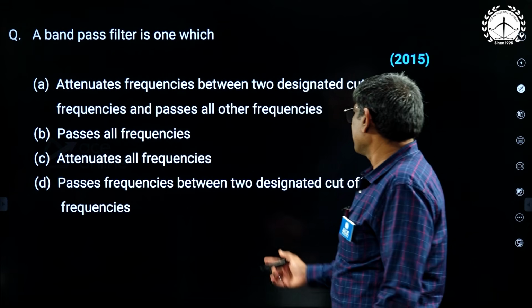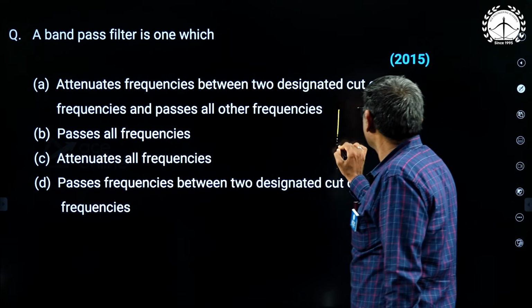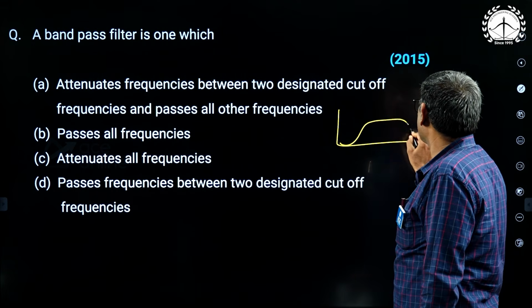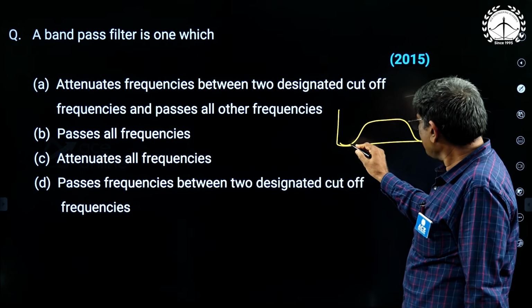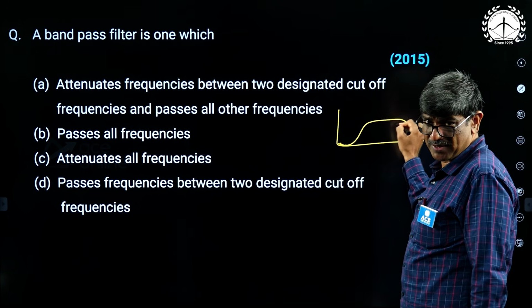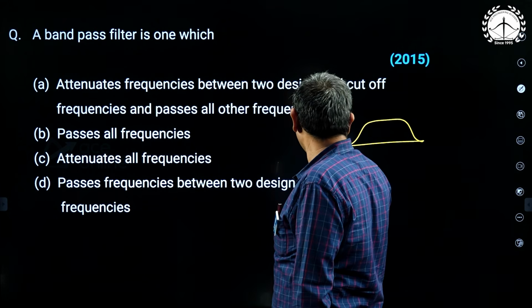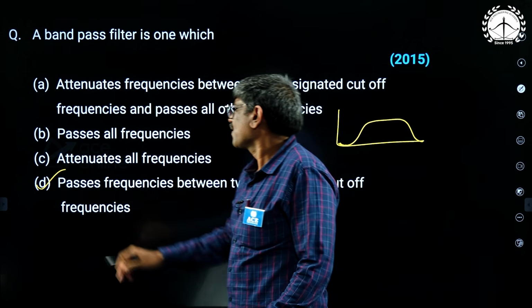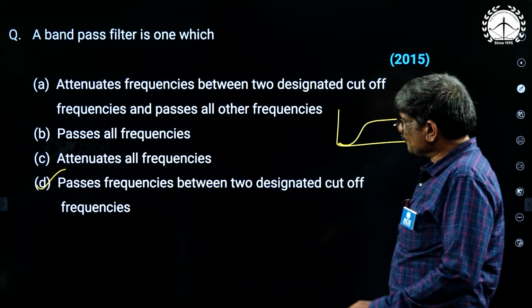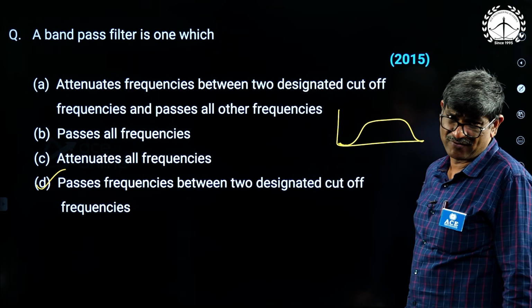Band pass filter. So band pass means what happened? Amplitude passes between two frequency ranges. So it passes frequencies between two designed cutoff frequencies. It allows only a certain frequency band.